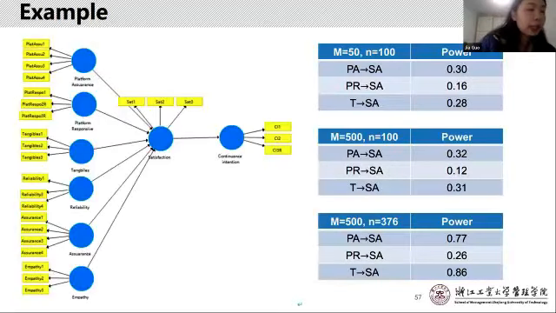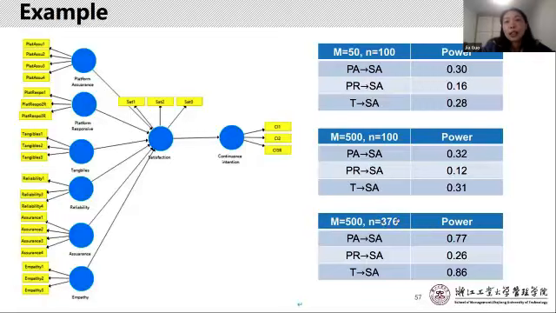Let's look at one example. The left part is a model. And from the tables on the right side, we can see that as M, the replication number, increases from 50 to 500, the empirical power is similar. Here we look at the three paths. The power is similar, but as the replication number increases, this empirical power will tend to the true power. And then we look at the last table.